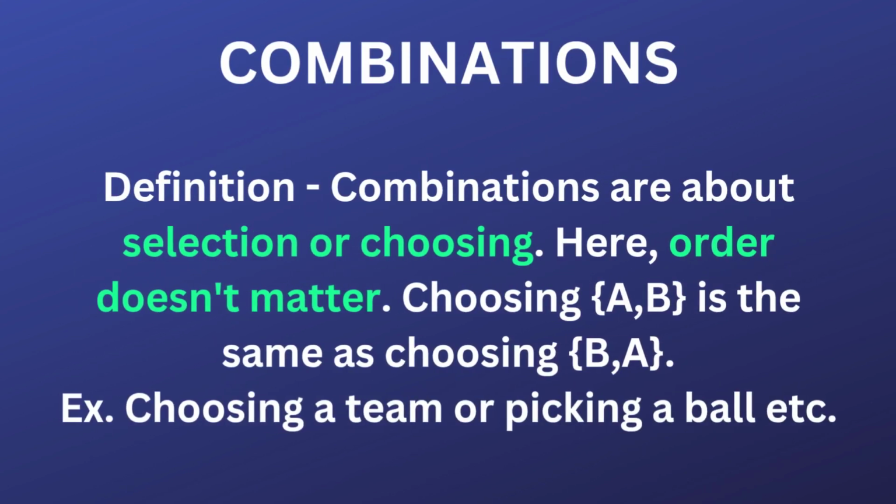Combinations. Combination means selecting objects. Here the order does not matter. ABC and BAC are the same selection because the items selected are the same. So whenever order does not matter, we use combinations. For example, when we choose people for a team or pick books from a shelf, the order does not matter.